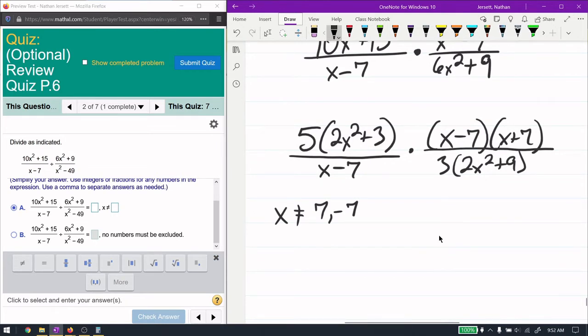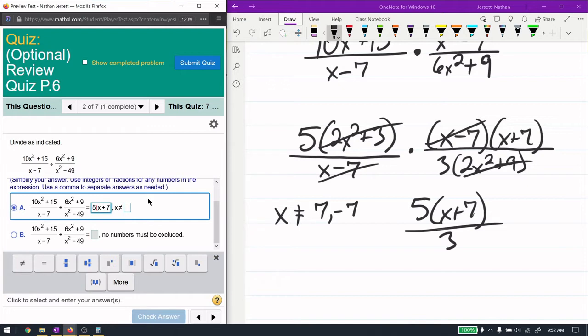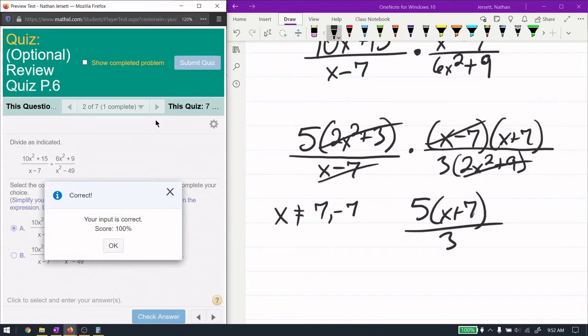So now we can cancel like terms. Those cancel. X minus 7's cancel. And we are left with 5 times x plus 7 over 3. And that should be our full answer there. X plus 7 over 3. And then 7 and negative 7. Check it. And that's correct. Very good.